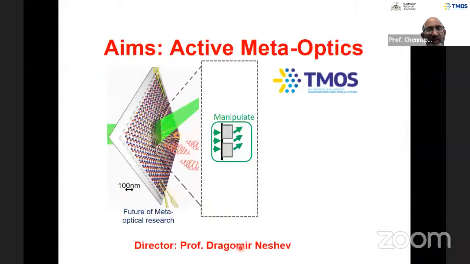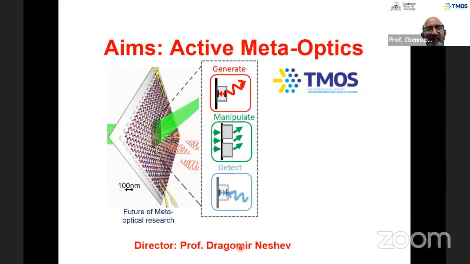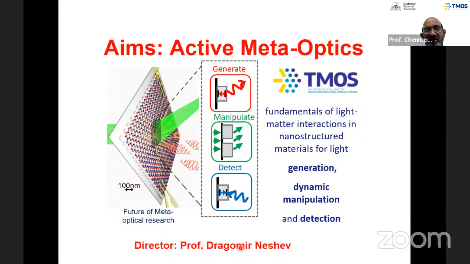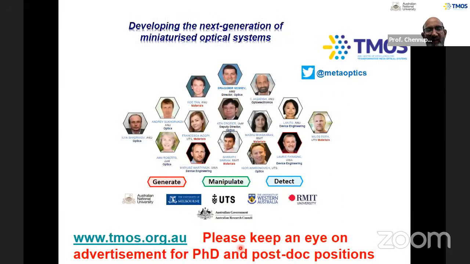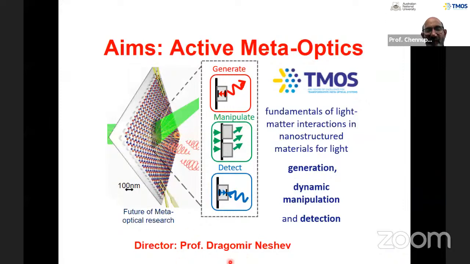That's where we now have funding for a Center of Excellence, which has been funded by the Australian Research Council, and is directed by my colleague, Professor Dragomir Neshev. In this center, we are developing nanoscale light sources like LEDs and lasers, manipulating light using metamaterials, for example, and also using nanostructures for detection of light. If you want to have any optical system, you need all three components, and that's what we are working towards: generating light, manipulating light, and detection of light.